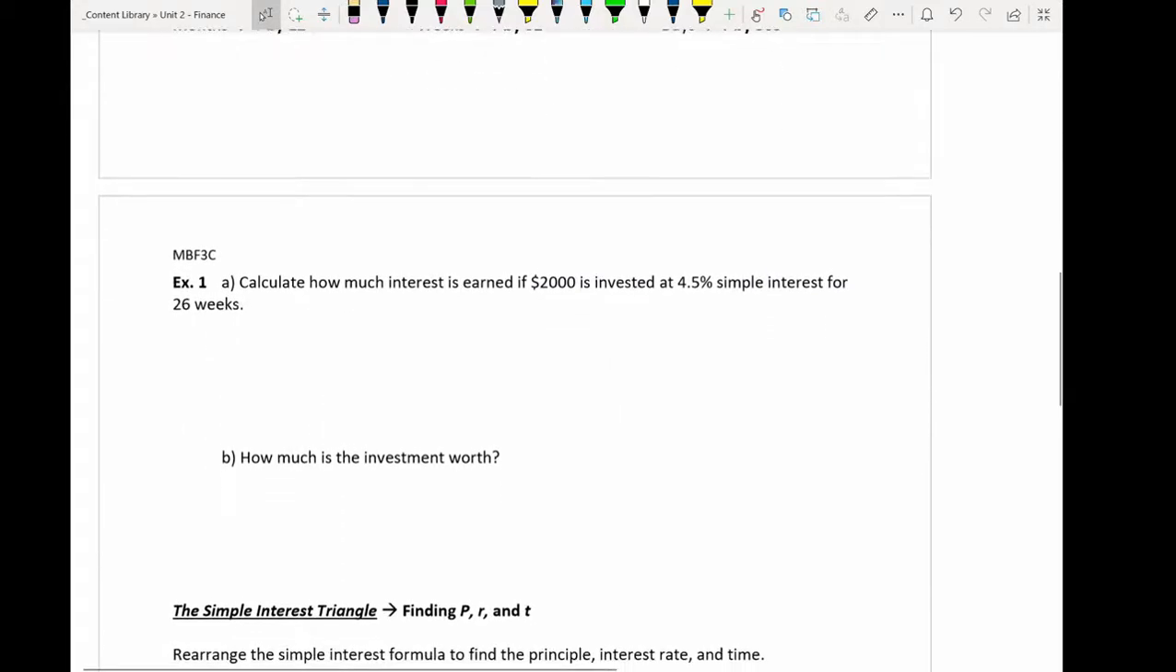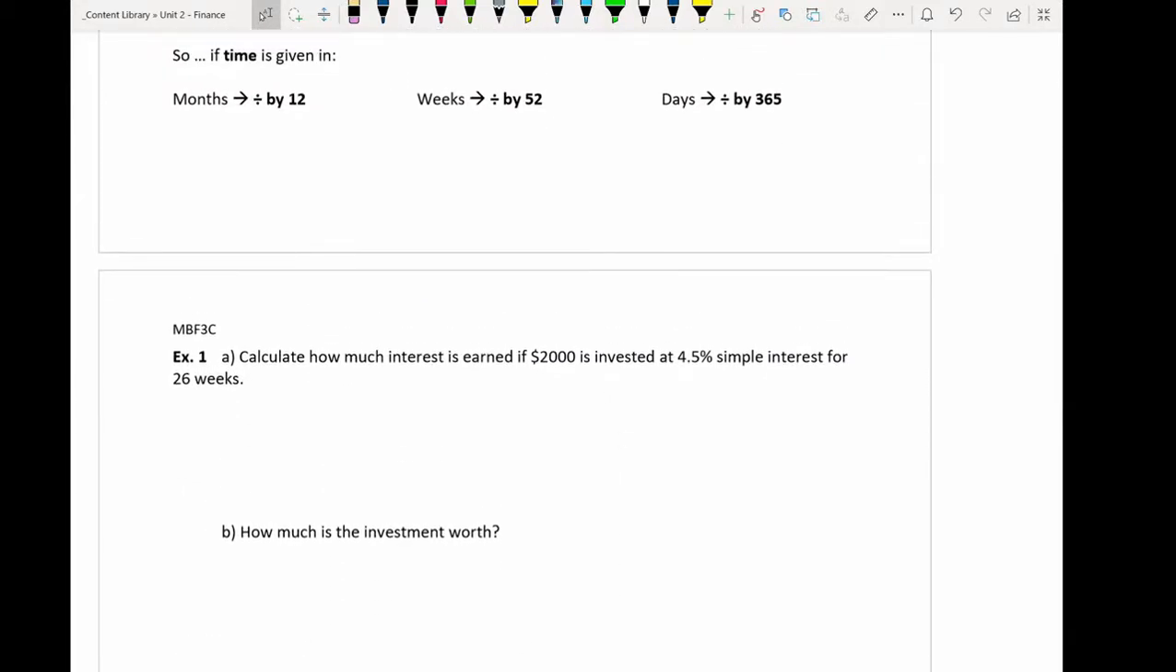So we're going to look at a quick example of simple interest. Calculate how much interest is earned if $2,000 is invested at 4.5% simple interest for 26 weeks. First step that I'm always going to do is write out my variables, or my letters from the formula. The goal from here is to fill in as much as I can from the question. If I go back and read it, it says calculate how much interest. This means I am looking for the I.